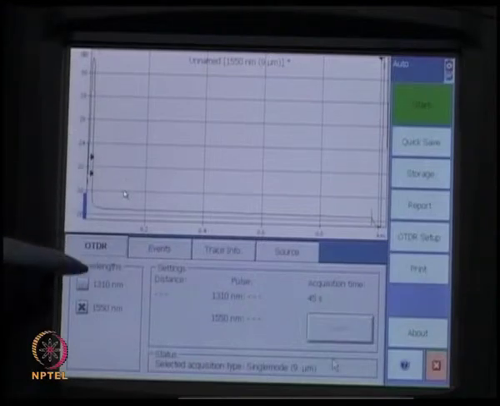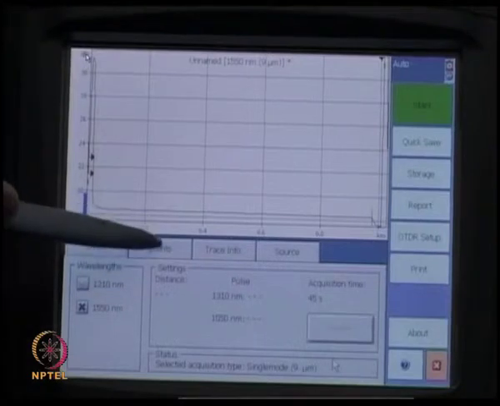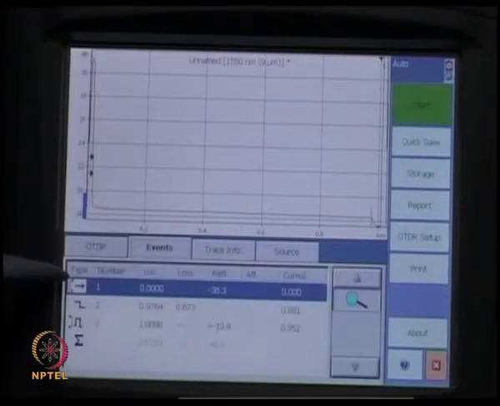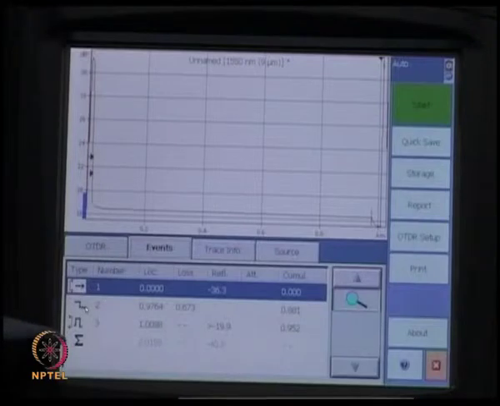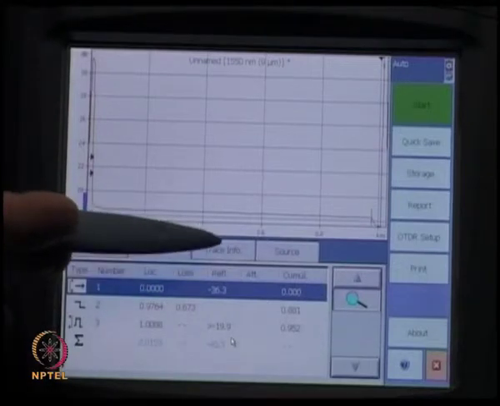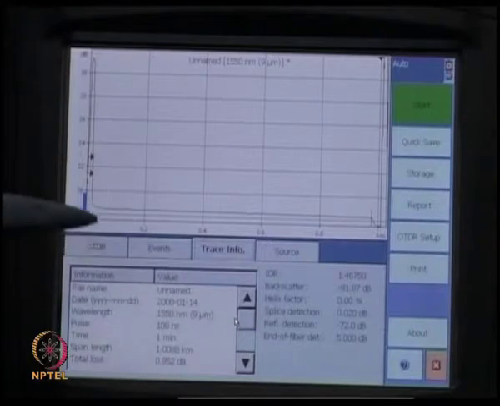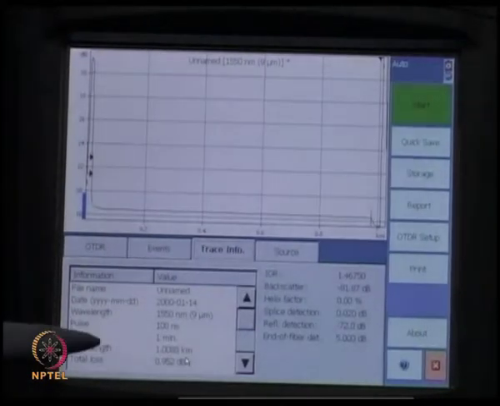on the OTDR screen. So, here the horizontal axis gives you the distance and the vertical axis is in terms of dBs. These are the different locations. What is the status? That is what actually is displayed here. So, it shows you location. You can also see the events at different locations. What is the condition of the fiber?